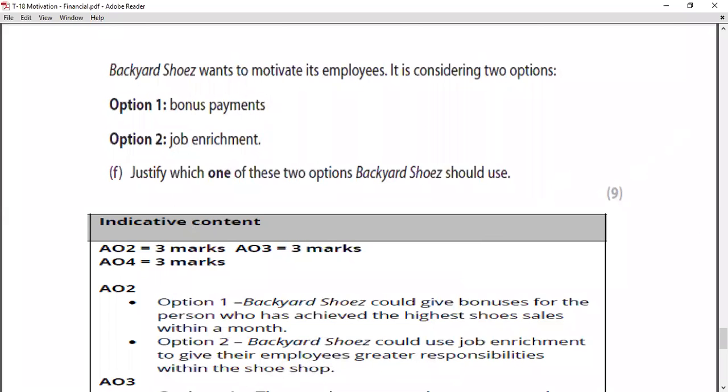Right. Okay, let's go to the possible discussion. You can see, out of financial motivation, if you select the bonus payment, right?